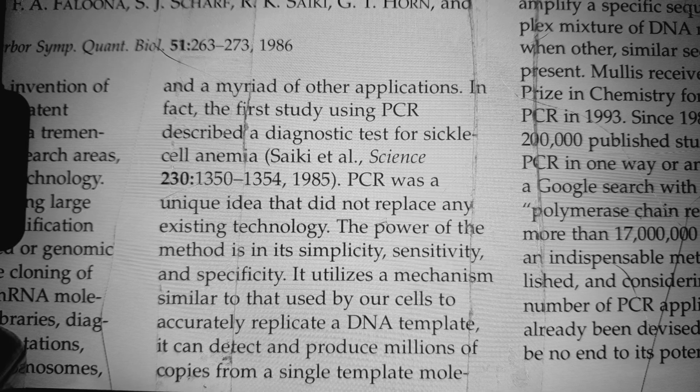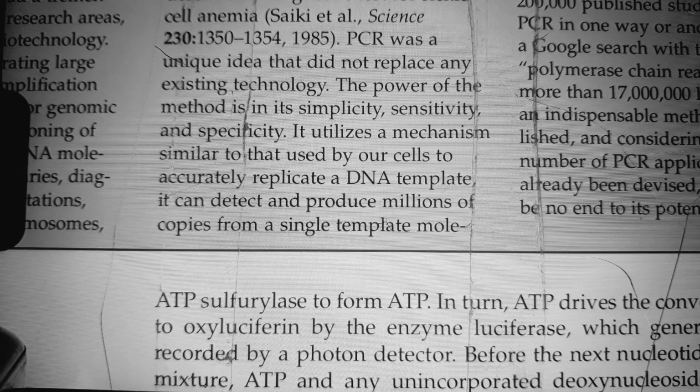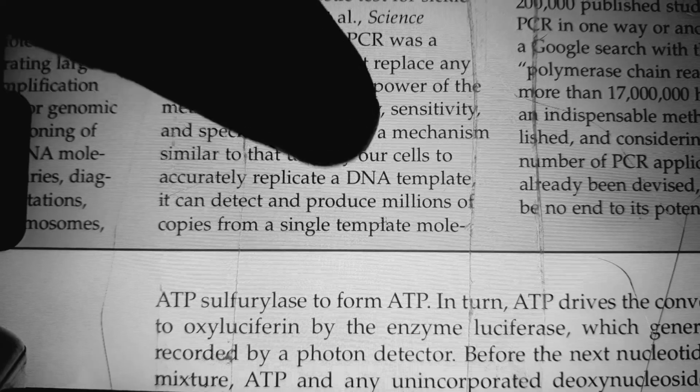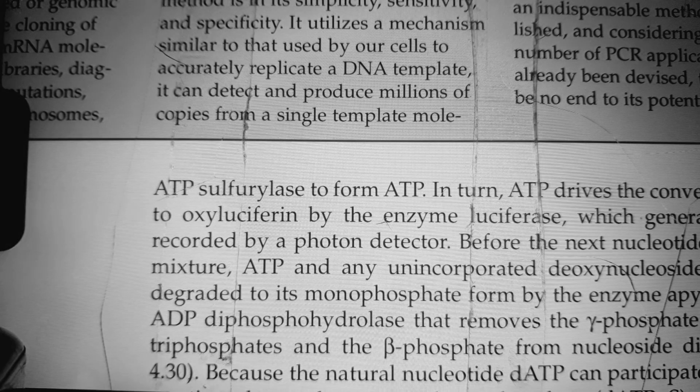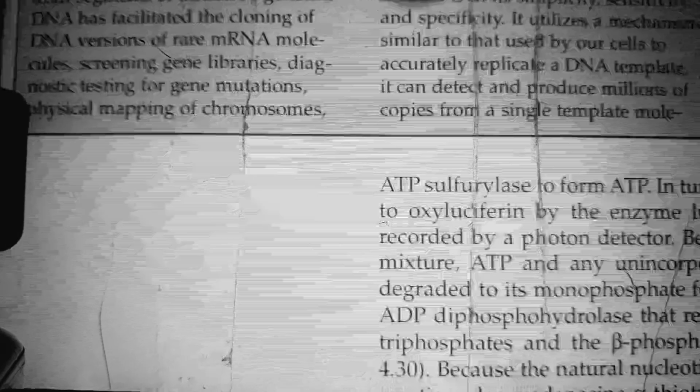Mullis received the Nobel Prize in Chemistry in 1993 for his work on PCR, the polymerase chain reaction. Since 1986, more than 200,000 published studies have used PCR, one way or the other. Moreover, a Google search with the phrase polymerase chain reaction yields more than 17 million hits. Its status as an indispensable method is well established, and considering the large number of PCR applications that have already been devised, there seems to be no end to its potential use.